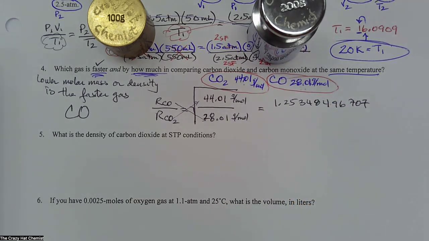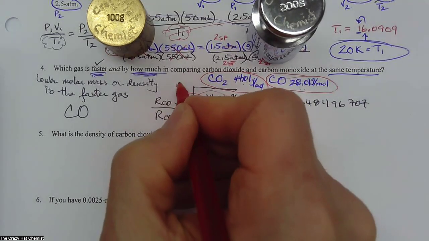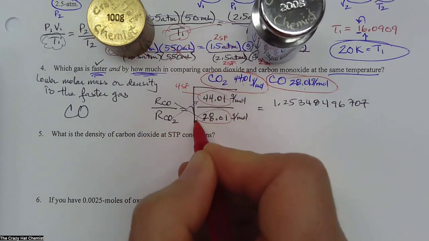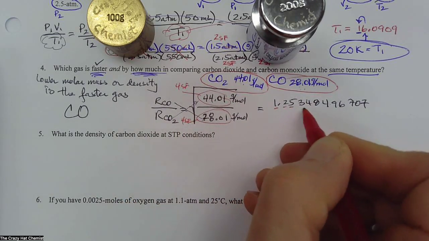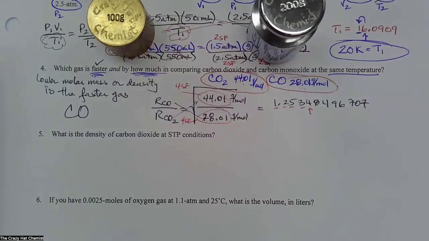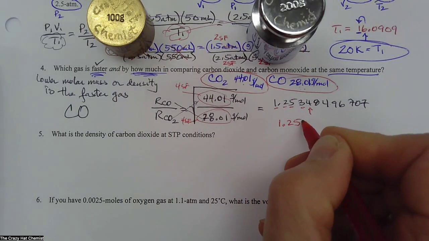1.253484967707. So we don't need to include all those numbers here. This number has 4 significant figures. This number here has 4 significant figures. So I'm going to round this to 1, 2, 3, 4 significant figures. I'm rounding with that 4. So the number is 1.253.